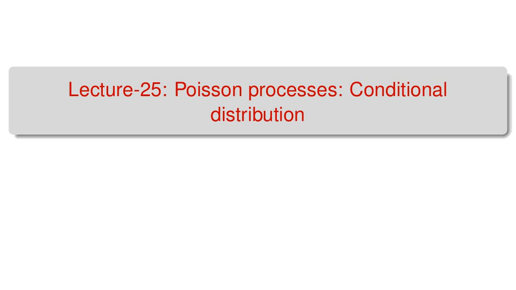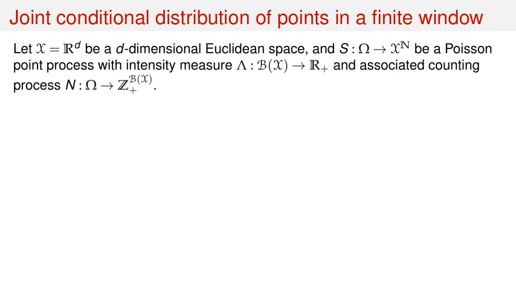Okay, in this lecture, we will delve into the conditional distribution of points in Poisson processes. Let's set the stage. We're working in a d-dimensional Euclidean space, which we denote as script X equals R to the d. We have a Poisson point process S, which maps from our sample space Omega to script X raised to the N, meaning it's a sequence of points in script X.